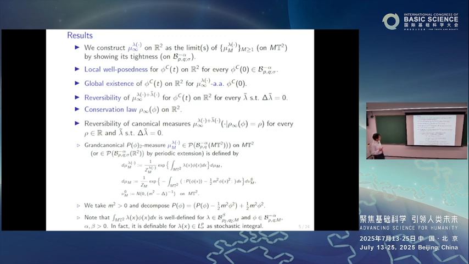That means that until some time, which we call the survival time, we can solve this SPDE. And once we can construct this reversible invariant measure, if the initial value is taken under this measure, almost surely, except a set of measure 0, we can show the global existence of the solution. And also the reversibility. But for any lambda tilde, which is a harmonic function, we have plenty of invariant measures. And also we can define the conservation law on the whole space R2. I will explain later.